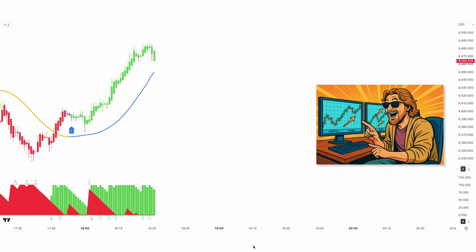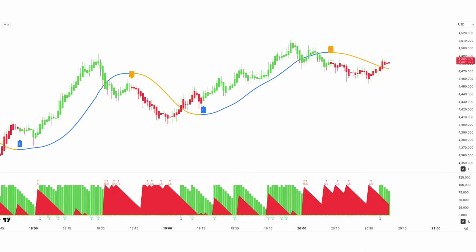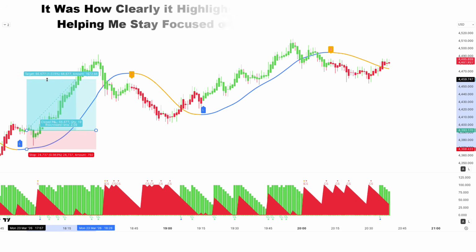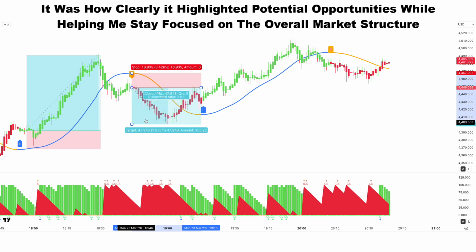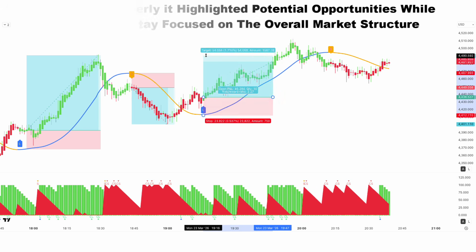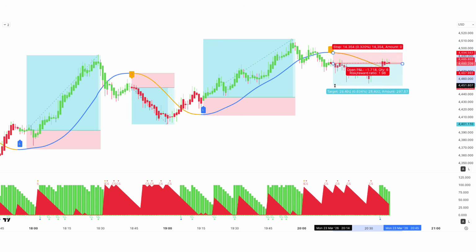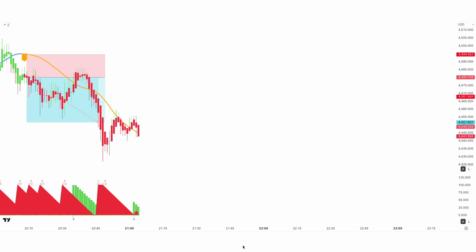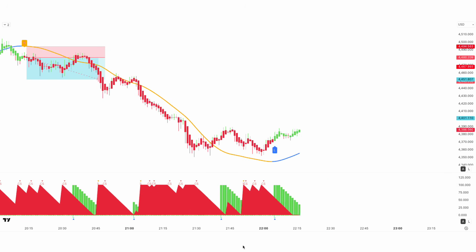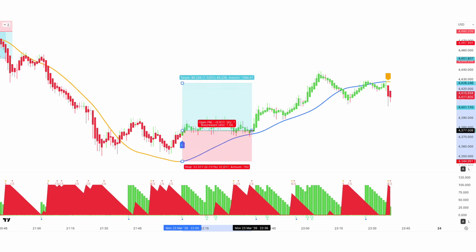Then I found this indicator. What caught my attention wasn't flashy promises or unrealistic results. It was how clearly it highlighted potential opportunities while helping me stay focused on the overall market structure. The first time I used it, I noticed something different. Instead of chasing every candle, I started waiting for higher quality setups. My chart became cleaner, my decision-making became simpler, and my confidence improved.